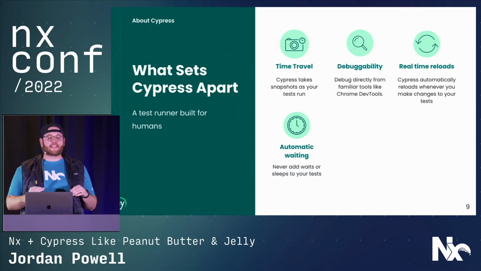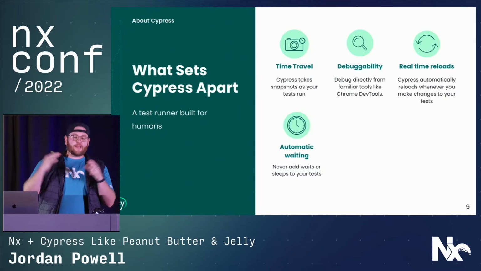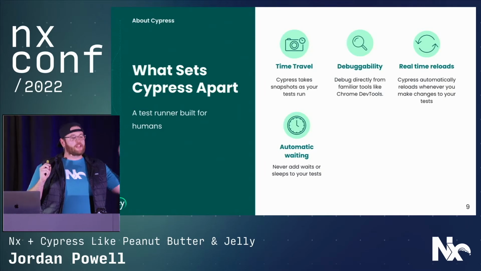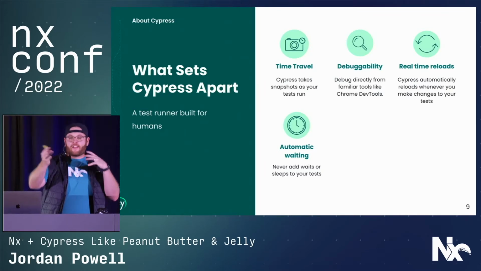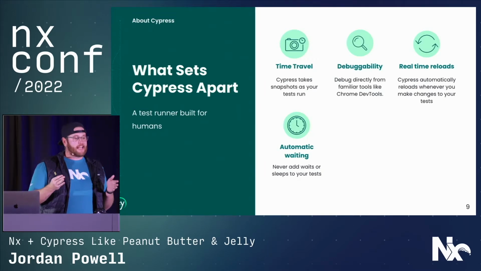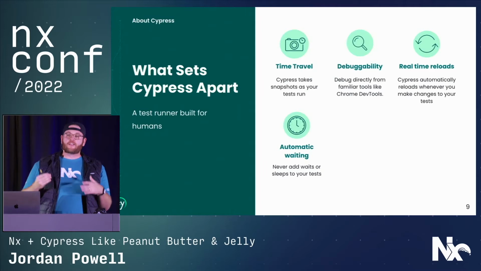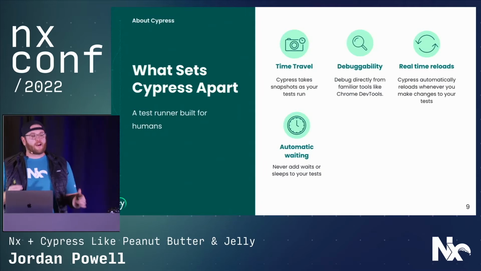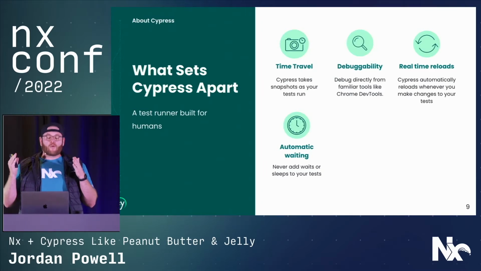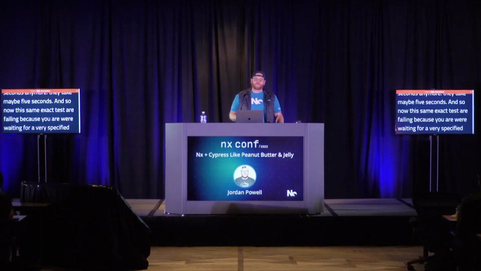The problem is that that worked great today, but what happens as our teams are distributed and someone else on your team, who lives like Krager, he lives in Kentucky with bad internet, right? What happens when he runs those tests? They don't take 2 seconds anymore. They take maybe 5 seconds. And so now the same exact tests are failing because we're waiting for a very specified amount of time.